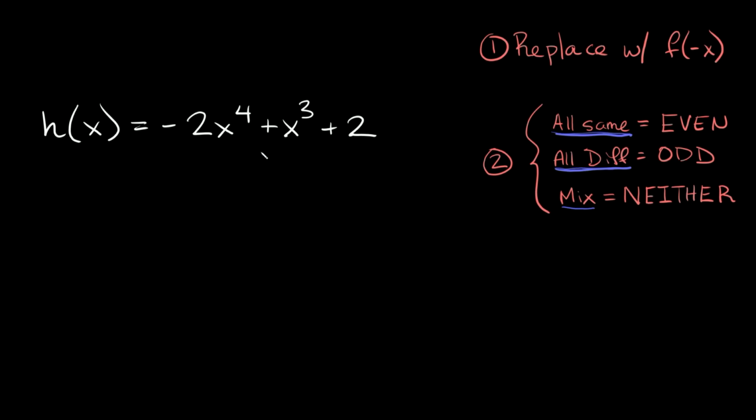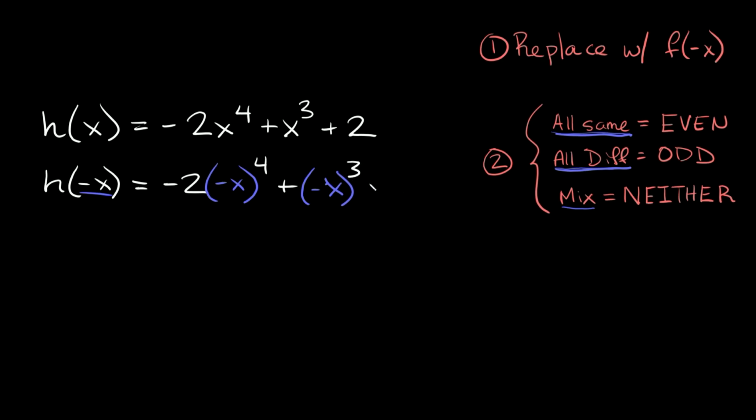Okay, so here we have h of x is equal to negative 2x to the 4th plus x cubed plus 2, all right? So again, the first thing we want to do is just write this as h of negative x is equal to negative 2, and then we're going to plug in a negative x, right? So negative x to the 4th plus negative x to the 3rd plus 2. So if we simplify this, negative x to the 4th, that's equal to positive x to the 4th. And positive x to the 4th times negative 2 is negative 2x to the 4th, all right? Here we have just negative x cubed, right? So minus x cubed and positive 2, all right?